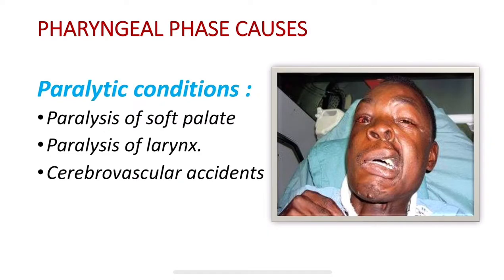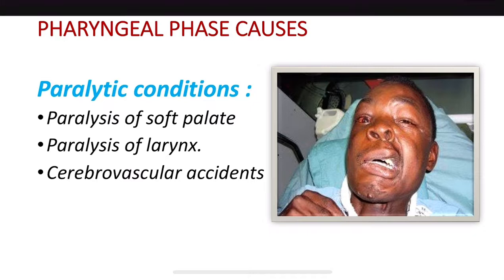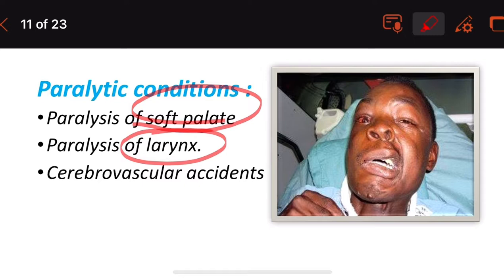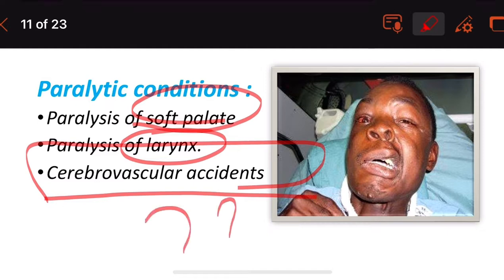Pharyngeal phase causes paralytic conditions: paralysis of the soft palate, paralysis of the larynx, and cerebrovascular accidents. So guys, under the paralytic conditions, you have to write the paralysis of soft palate and larynx. Continuing with that, you have to write cerebrovascular accidents. What are these cerebrovascular accidents? They are nothing but the stroke in the patients. The stroke is nothing but cerebrovascular accident.